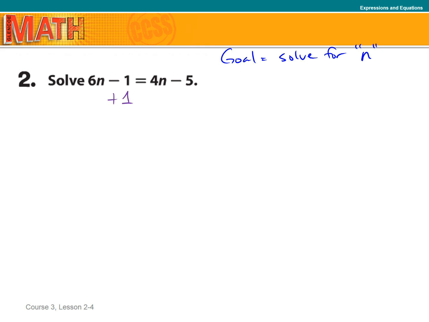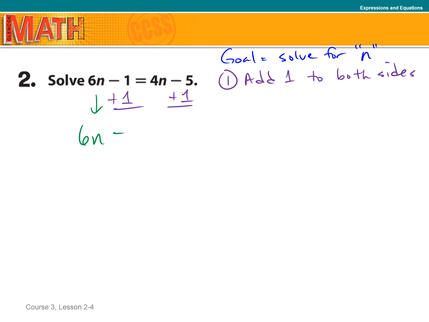In order to move the 1, I'm going to add it because I want to get rid of it on the left hand side. I'm going to add 1 to both sides. So my first step was to add 1 to both sides. This is called combining like terms. So I'm left with 6n on the left hand side. Negative 1 plus 1 is 0, so just leave that alone. Equal to, bring down the 4n, that stays the same. Negative 5 plus 1 is negative 4.